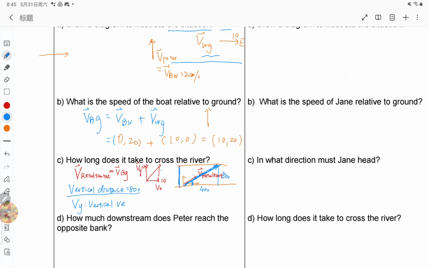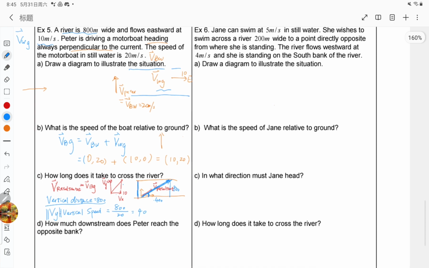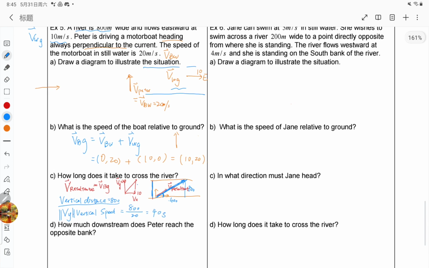Or vertical speed. Because velocity has direction, speed is just the magnitude that we need. So this is 800 over 20. So 40 seconds. Okay, that's a little bit too fast, isn't it?